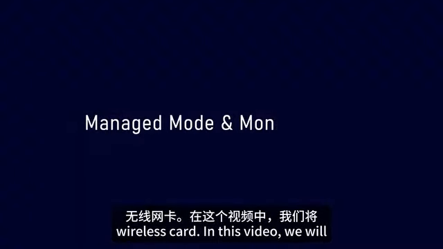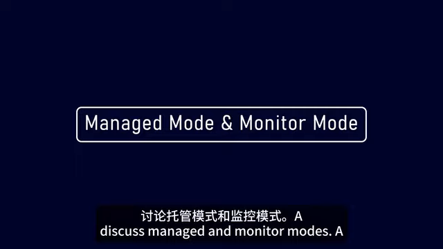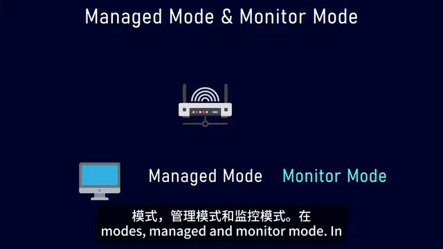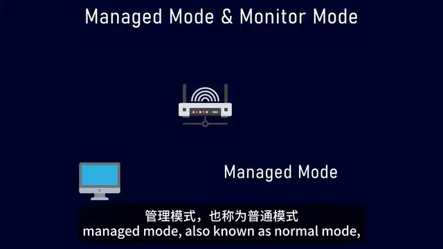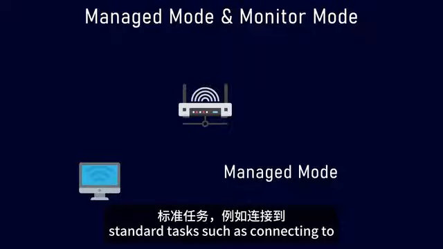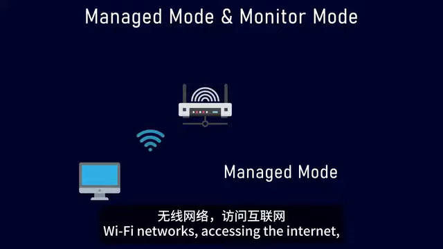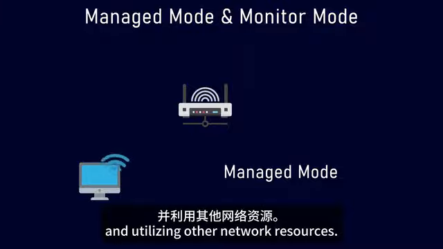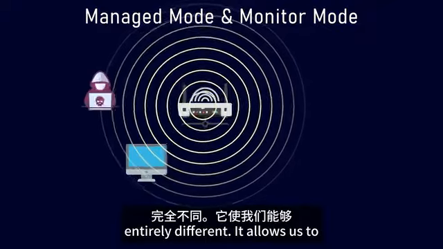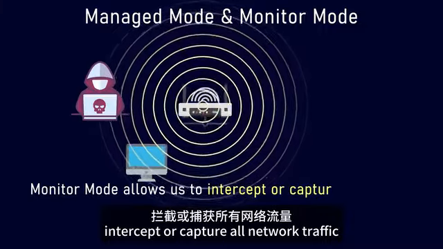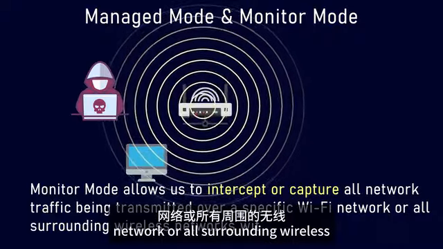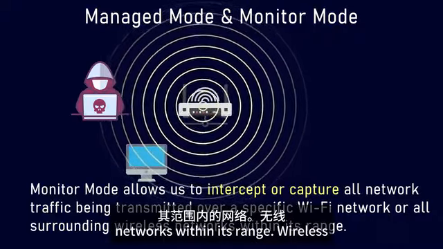In this video, we will discuss managed and monitor modes. A wireless network card can operate in two modes, managed and monitor mode. In managed mode, also known as normal mode, the wireless network adapter is used for standard tasks such as connecting to Wi-Fi networks, accessing the internet, and utilizing other network resources. Monitor mode, on the other hand, is entirely different. It allows us to intercept or capture all network traffic being transmitted over a specific Wi-Fi network or all surrounding wireless networks within its range.